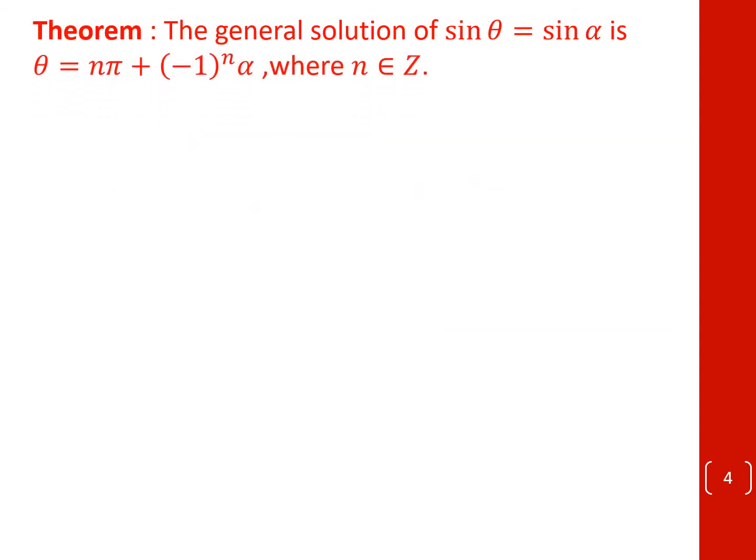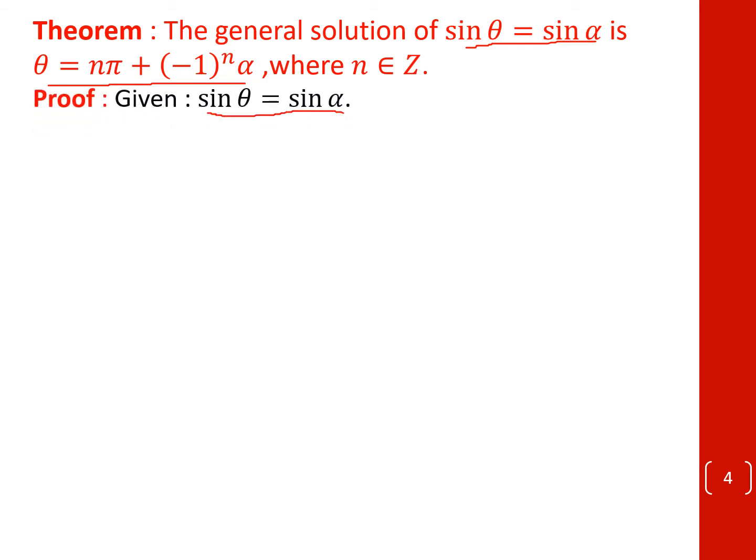Theorem. The general solution of sin theta is equal to sin alpha is theta is equal to n pi plus minus 1 raised to n alpha, where n belongs to Z. See the proof of it. What is given? Sin theta is equal to sin alpha. Therefore, sin theta minus sin alpha is equal to 0.